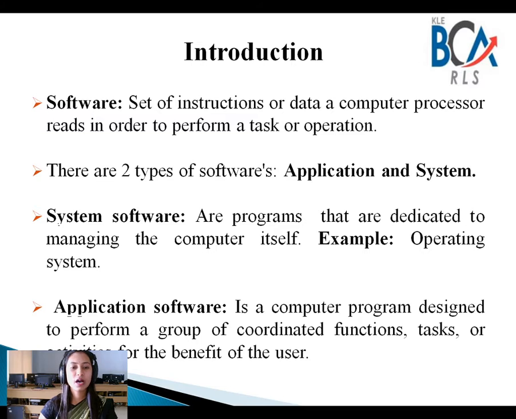Now let us see what application software is. Application software is a computer program designed to perform a group of coordinated functions, tasks or activities for the benefit of a user. Examples of application software are spreadsheets, Microsoft PowerPoint, Facebook, WhatsApp and any other application. These applications are developed with the intention of some task, right? For example, a basic calculator application is developed to perform some specific task. So these are application software.